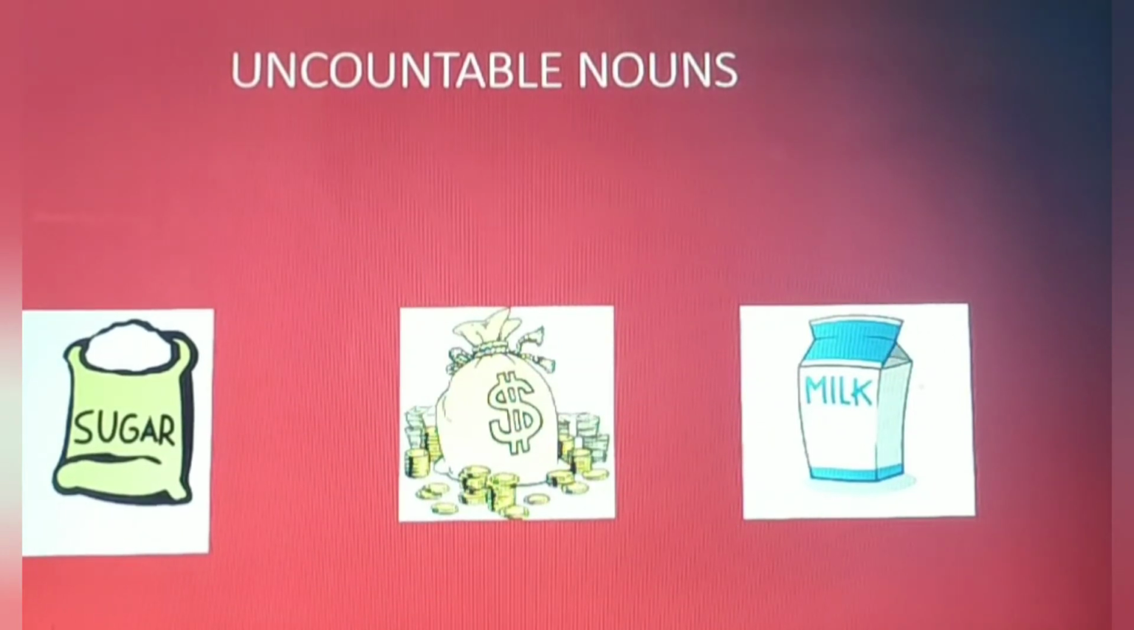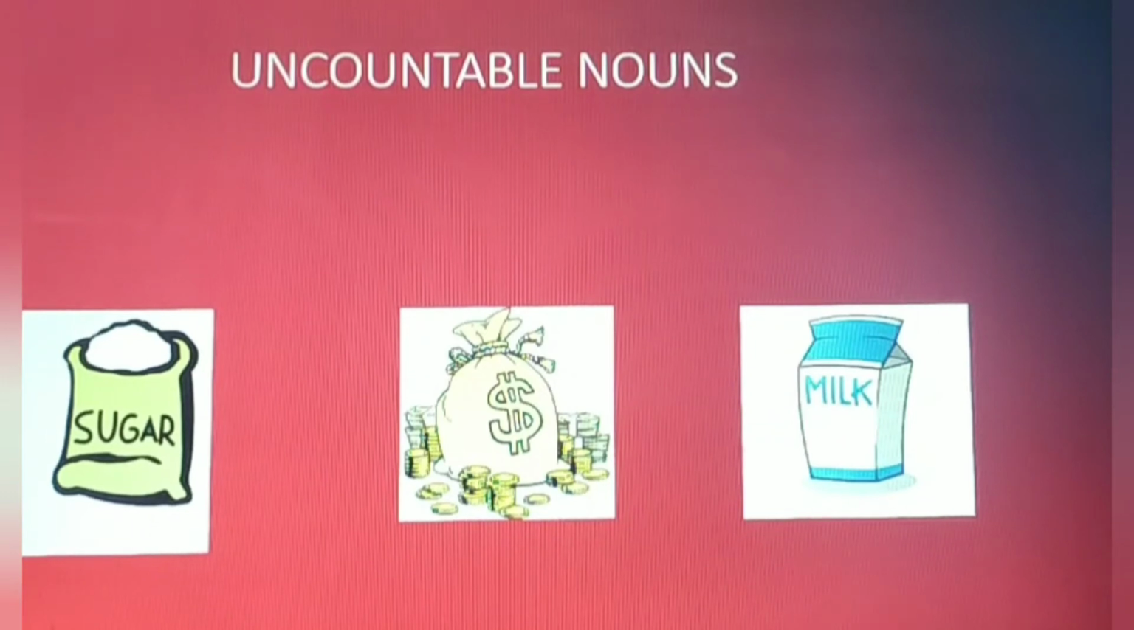Can you count milk? No, we cannot count milk. We cannot say there are 2 milk, there are 3 milk, right? We cannot count milk. Instead, we can say, I want a glass of milk, or I drank 3 cups of milk. You won't say I drank 3 milks, right? So milk is an uncountable noun because it cannot be counted.